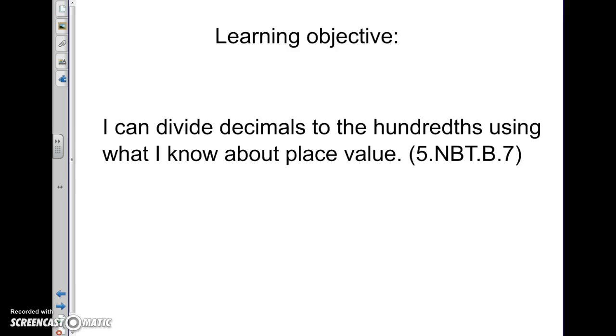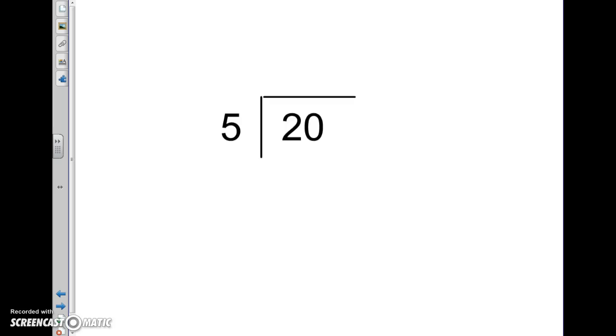My learning objective today: I can divide decimals to the hundredths using what I know about place value. Yesterday we worked on dividing decimals using a visual representation to see what that really means. Today we are going to use the algorithm for division that we are familiar with from dividing whole numbers. So just a really quick review here to remind you what that looked like.